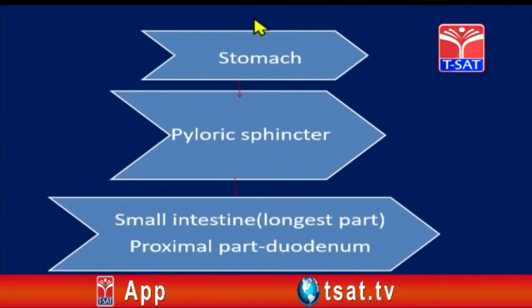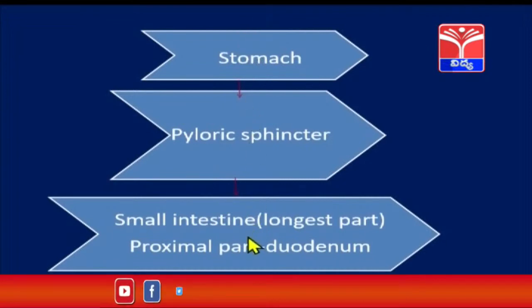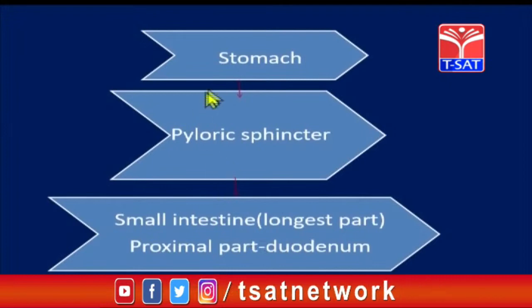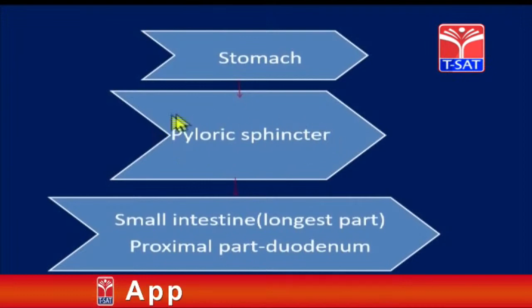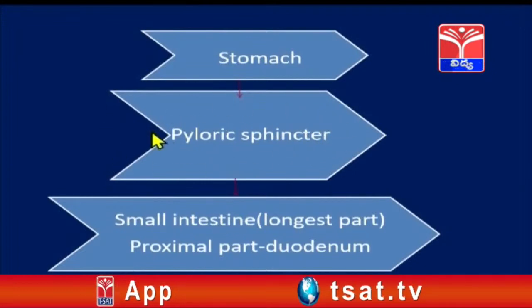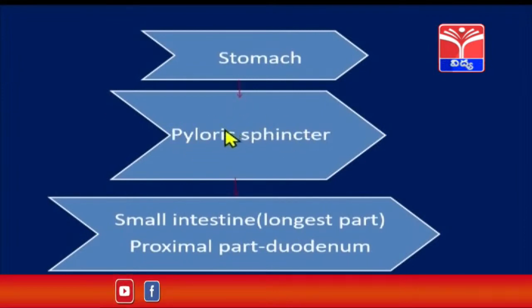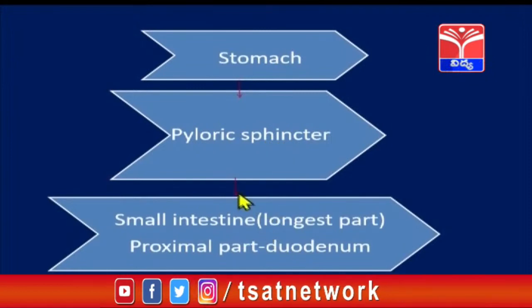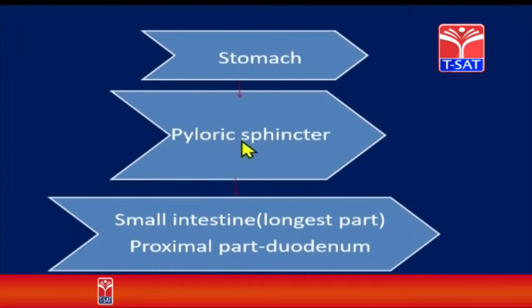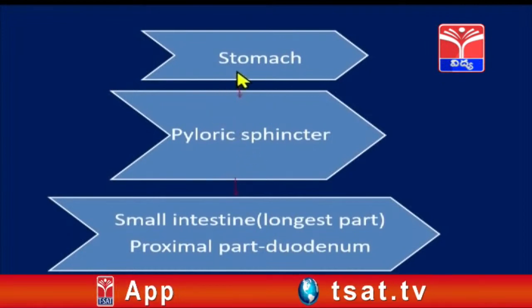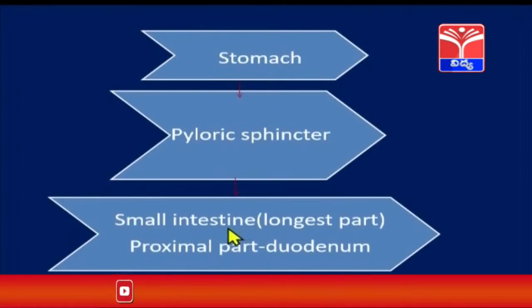Now what's happening? From the stomach, the food material enters into the small intestine. From the stomach to the small intestine, in between there is pyloric sphincter. What is pyloric sphincter? Pyloric sphincter is a small valve-like structure which helps in the entry of the food material into the small intestine. This pyloric sphincter will allow only a little amount of food material from the stomach into the small intestine.